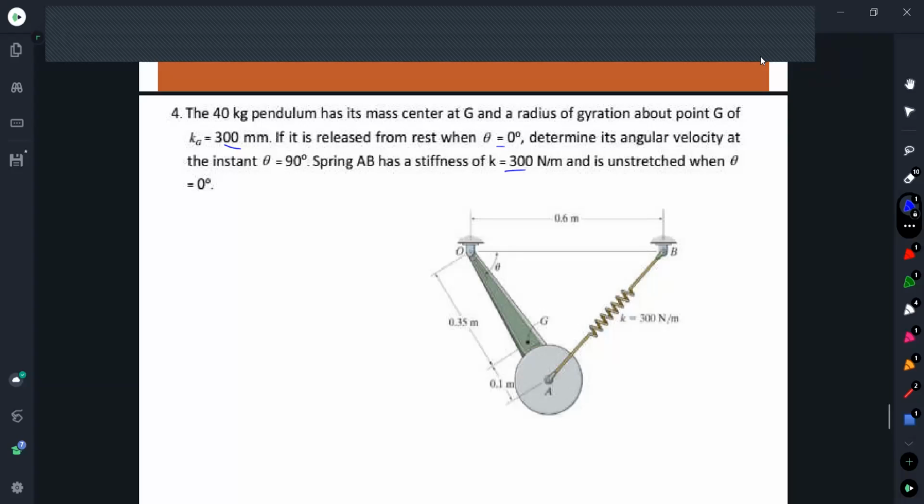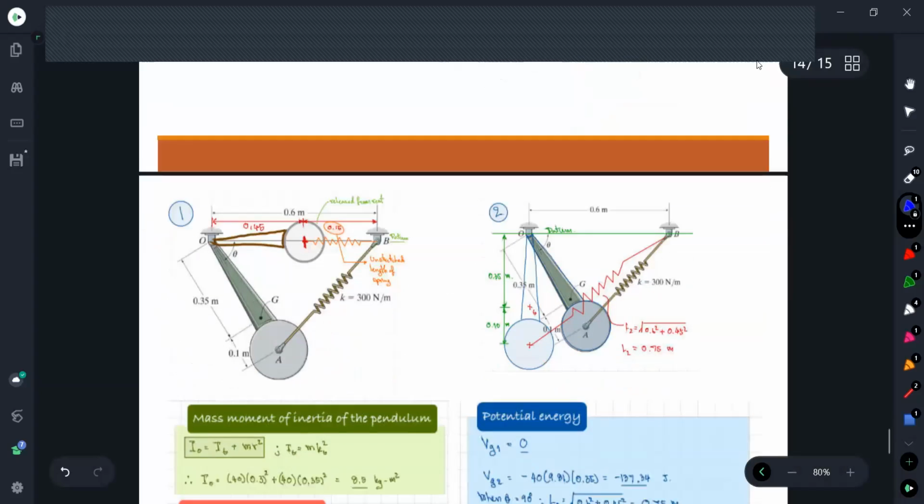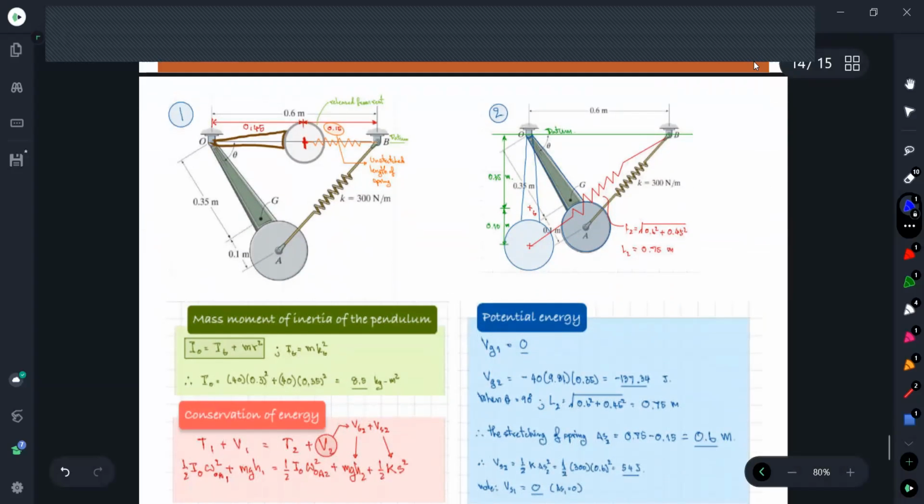According to this problem, we may have to draw the picture like this. The problem gives us that when theta is 0, the spring is unstretched. So when we consider theta is 0, the center point A here should be 0.45, and the overall is 0.6. So it means that the unstretched length of the spring should be 0.15.